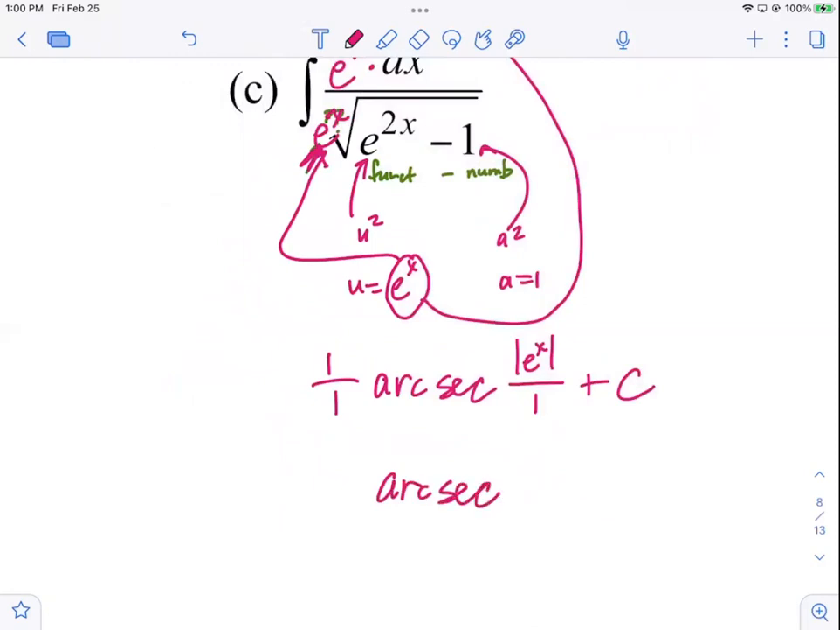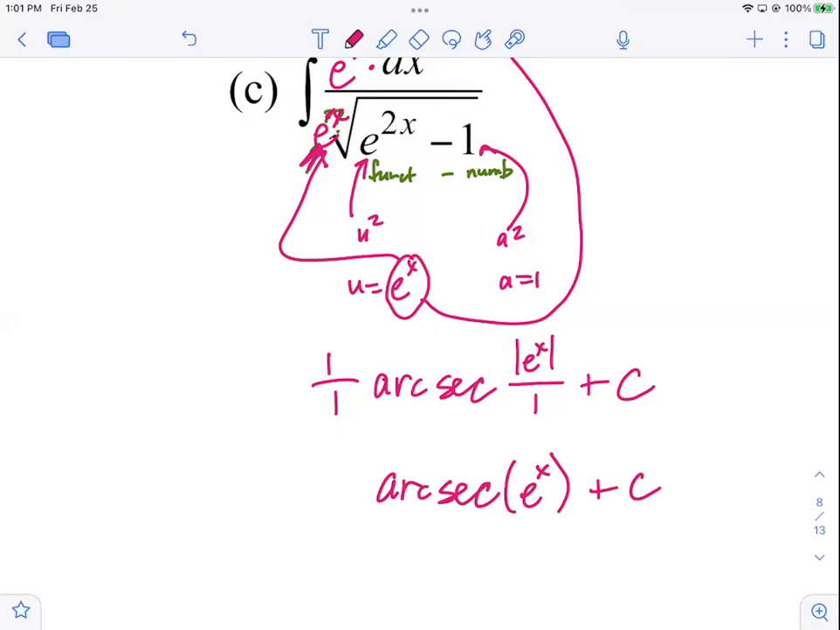Do we need to keep the absolute values around the e to the x? No, because e to the x is always positive. So you can just put arc secant of e to the x with parentheses plus c. Of course, on a free response, you can keep them there, but a multiple choice answer won't have them.